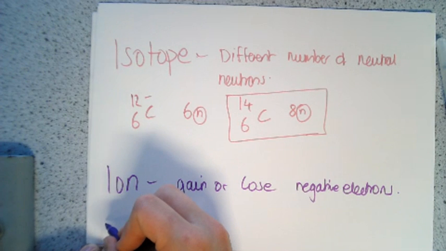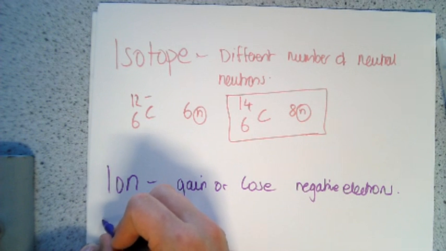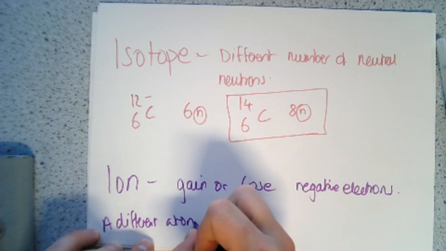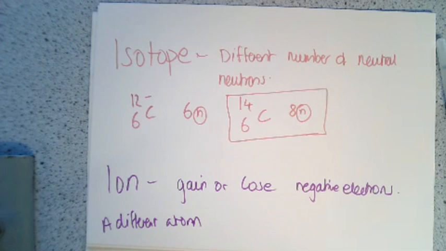electrons. If you change the number of protons, you get a different atom. So for example, carbon's got 6 protons, chuck another one in there, it becomes nitrogen, another one becomes oxygen, another one becomes fluorine, and so on.